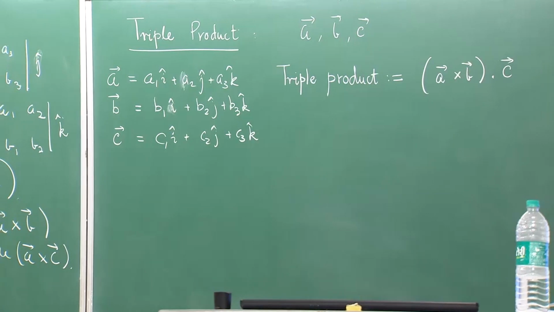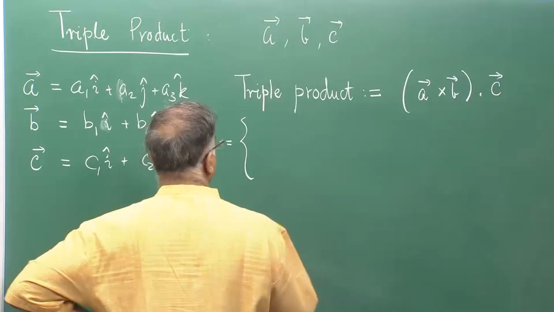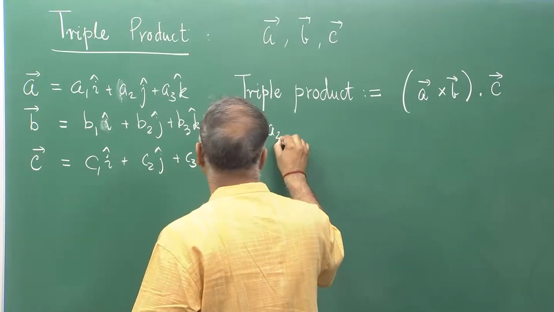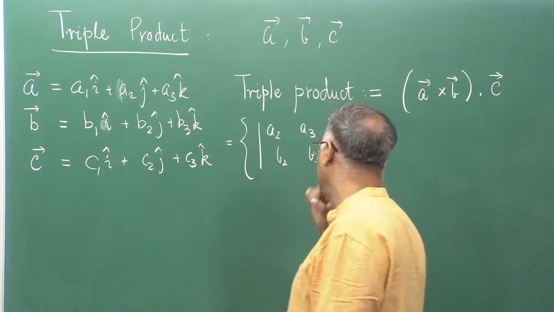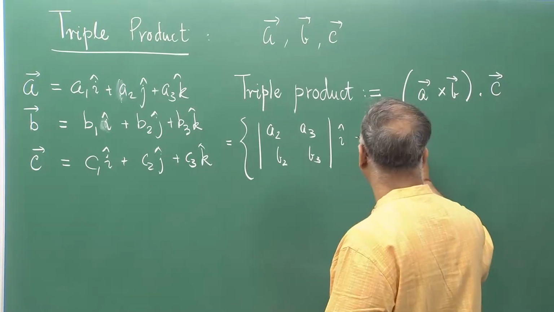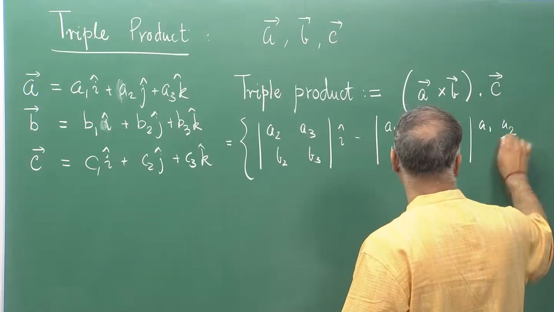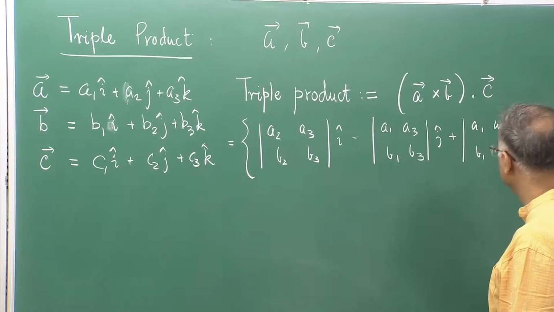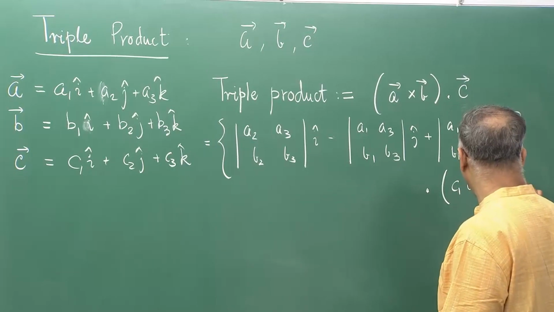Now, if I expand it, what will I get? The triple product is the determinant of A2, A3, B2, B3 times the i vector, minus the determinant of A1, A3, B1, B3 times the j vector, plus the determinant of A1, A2, B1, B2 times the k vector, and this dot product with C1 i vector, C2 j vector and C3 k vector.